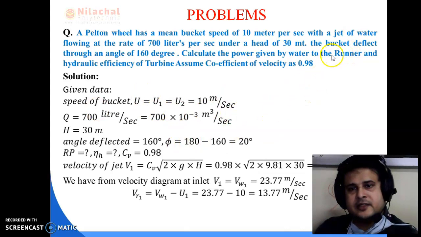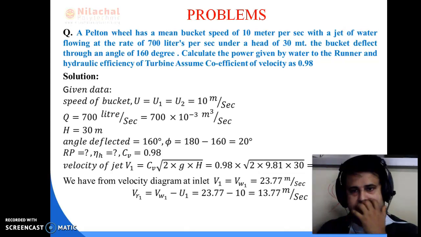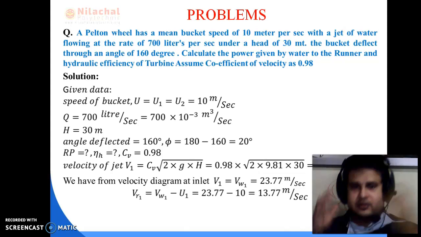The bucket is deflected through an angle of 160 degree, which means the vane angle will be obtained from this deflection angle. In the earlier class, in our velocity triangle, we saw that phi is the angle made by the relative velocity at the outlet with the horizontal movement of the blade, and phi is equal to 180 minus 160 degree, which is equal to 20 degree.